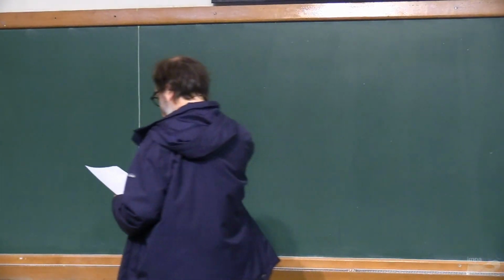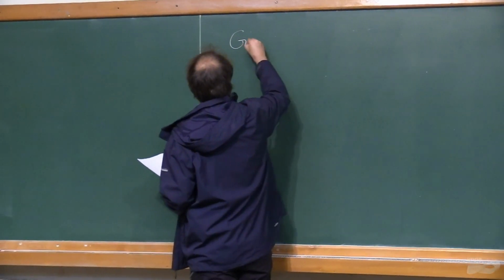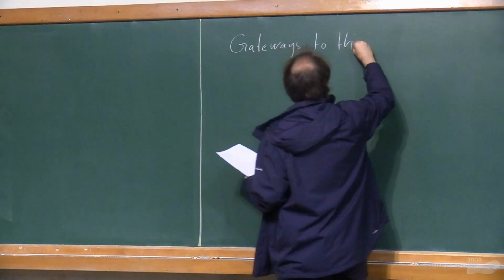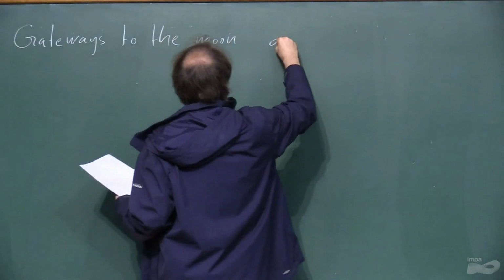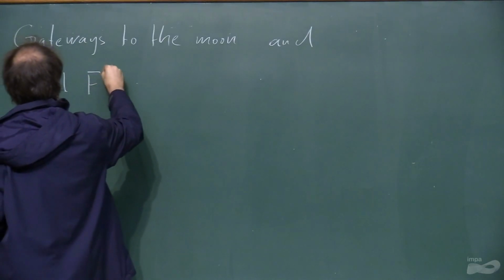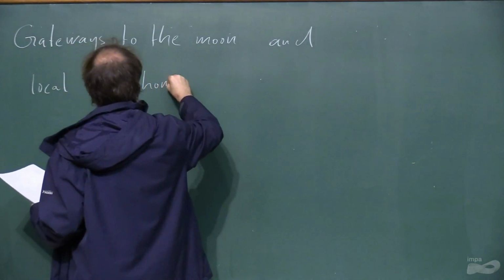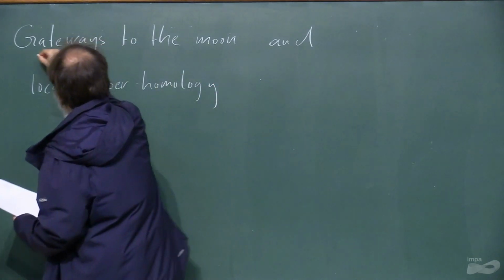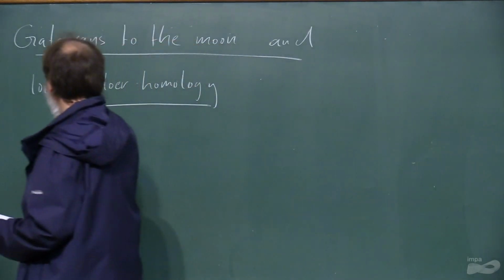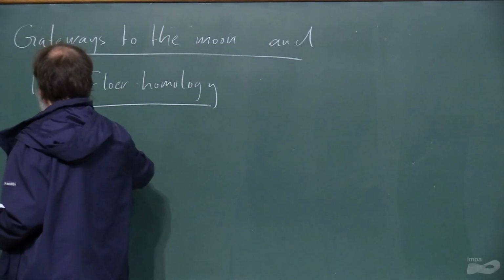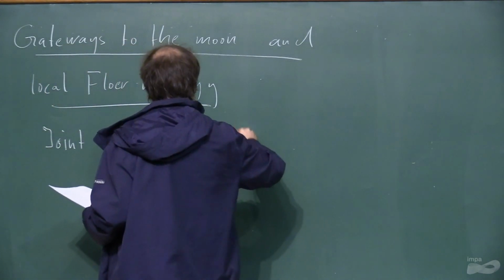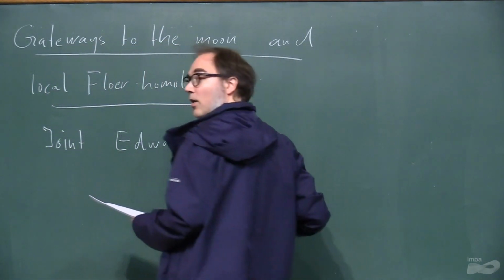Okay, so the title of my talk is Gateways to the Moon and Local Floer Homology. This is joint work with Edward Belbruno and Otto van Koert.